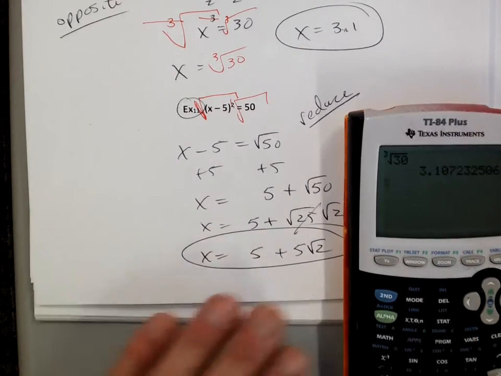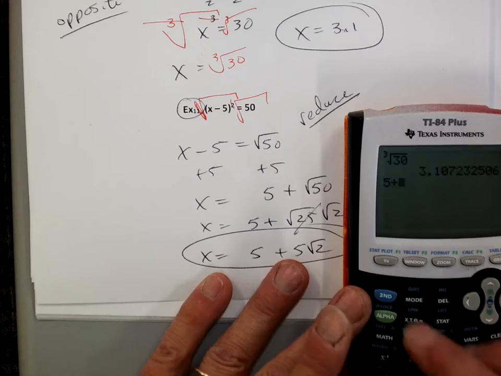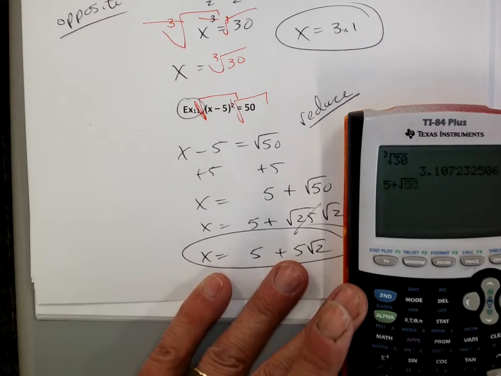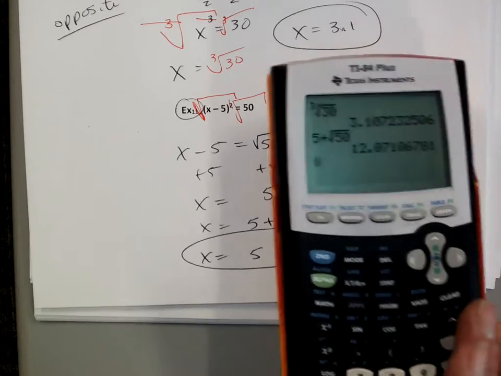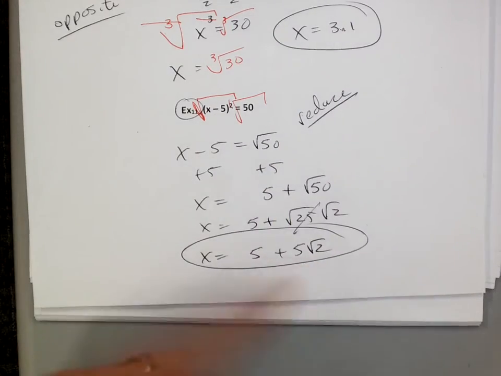Now that seems like an odd answer, but it's a very accurate answer, because the decimal I would have had would have been something like this: 5 plus the square root of 50. And instead of getting an ugly decimal, I don't really want an ugly decimal. I want a beautiful mathematical answer. Okay, that's all I have.